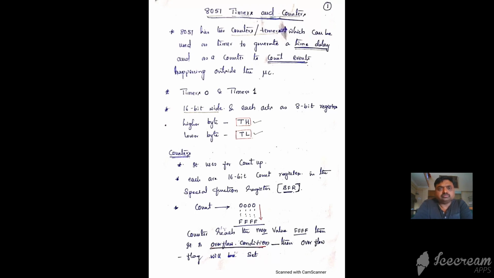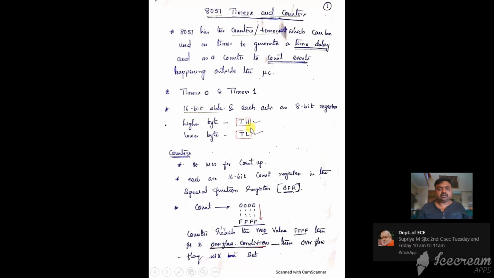As we know, the 8051 has two timers which can be used for generating a time delay as well as for counting events. We'll go into counting the events. It works with two operations. We have two timers, timer 0 and timer 1. Each is a 16-bit wide register. It can also be used as 8-bit registers, that is TL and TH.